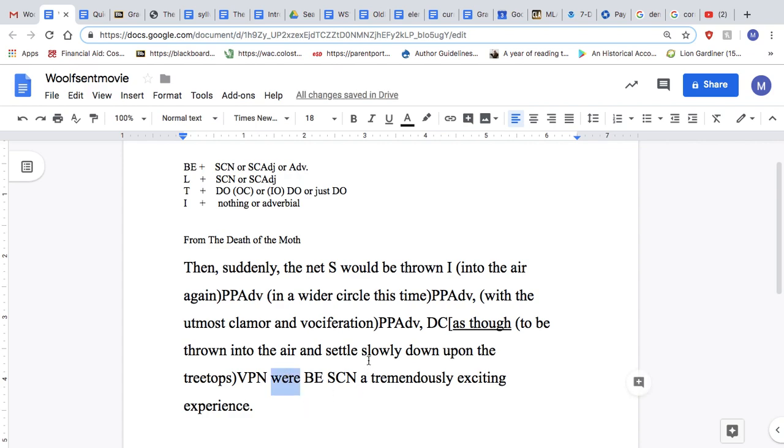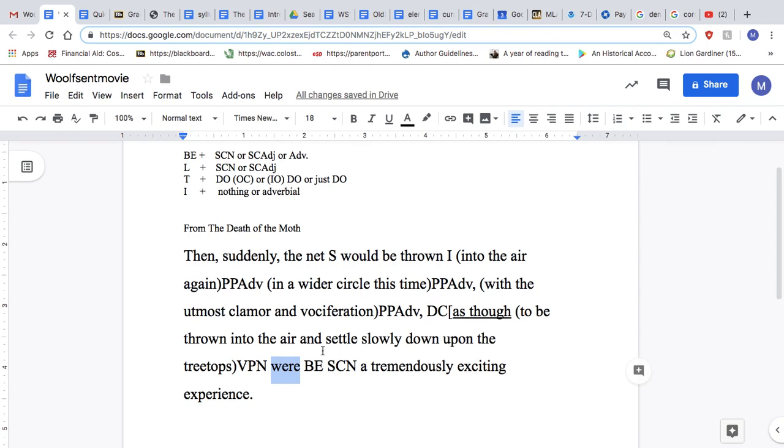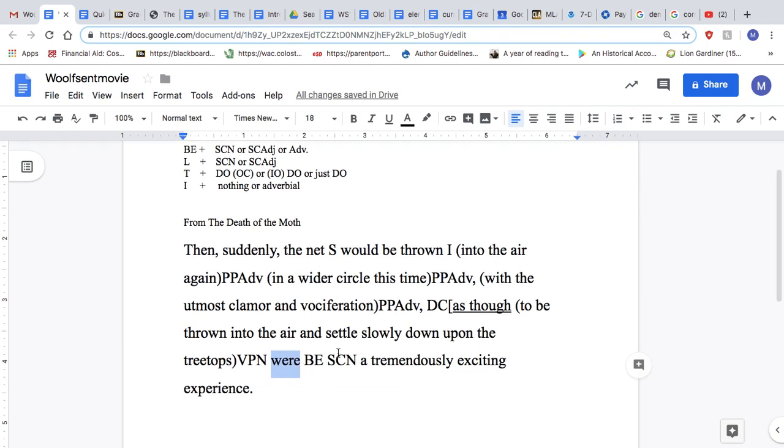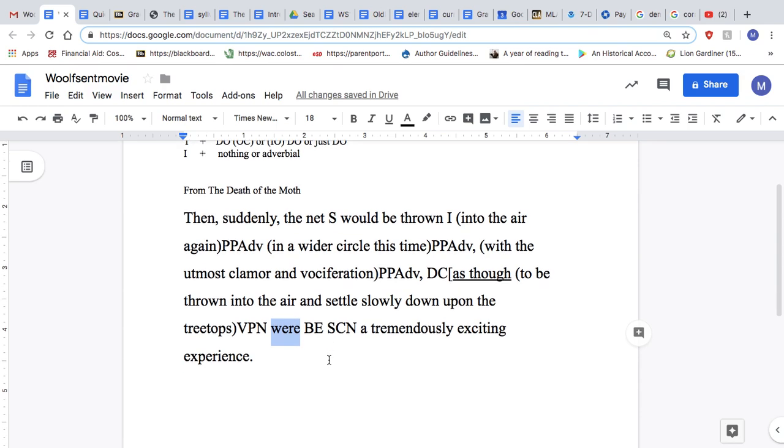So the act of being thrown into the air and settled slowly down upon the treetops were a tremendously exciting experience. And I think that's a really good example of how things can be embedded and how phrases could act as nouns.